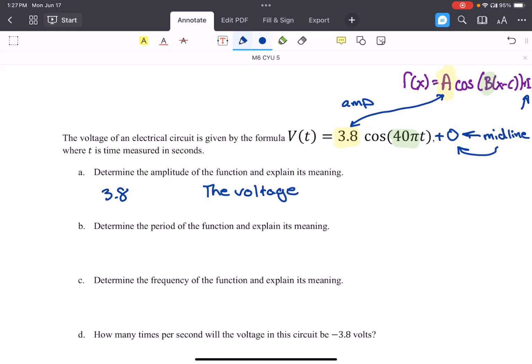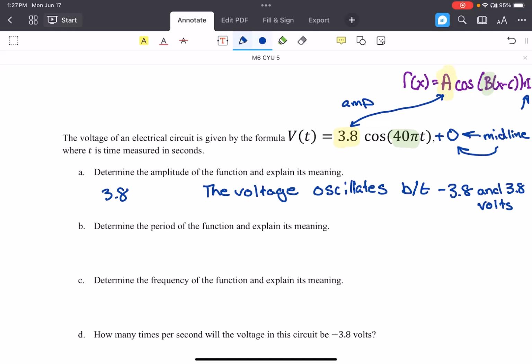And so we can say that the voltage oscillates, and oscillates is just a fancy word for fluctuates. You could also use the word fluctuates between negative 3.8 and 3.8 volts. Another way to think of it is 3.8 above and 3.8 below that middle value.